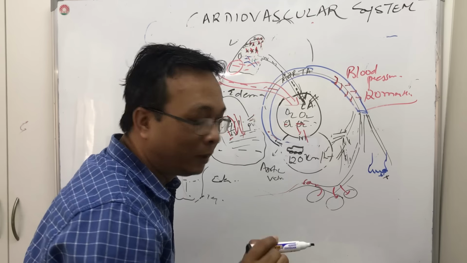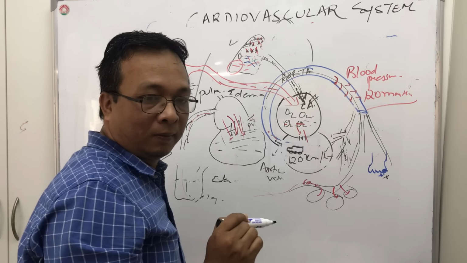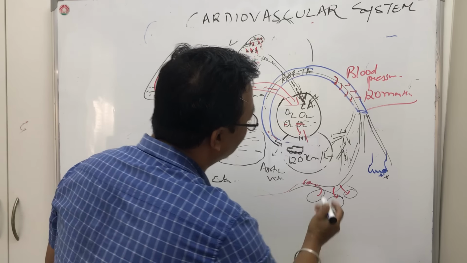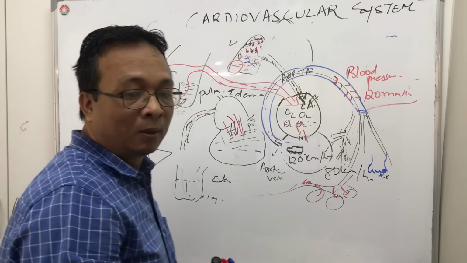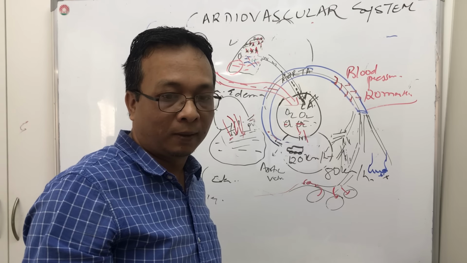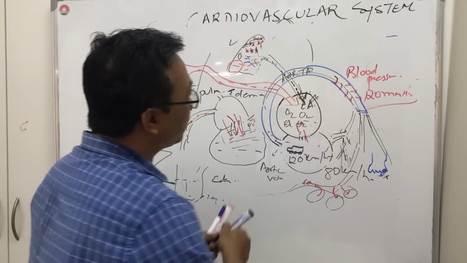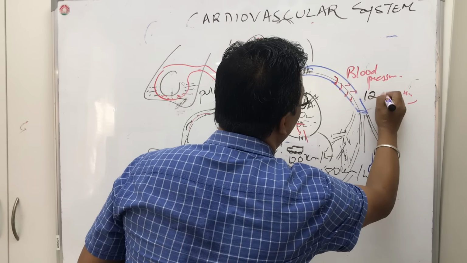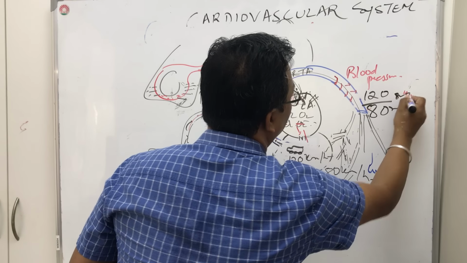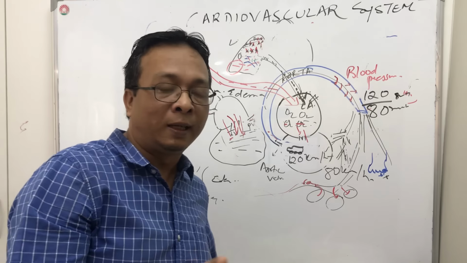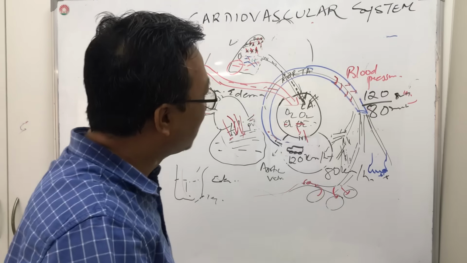So the minimum speed it should maintain to reach every cell and tissue is 80 km per hour. It cannot go below 80, otherwise most of the cells will not receive blood. That is what we call normal blood pressure, 120 by 80. How to measure the blood pressure, we'll do it in the lab. As soon as the school opens, we'll do it in the lab, don't worry.